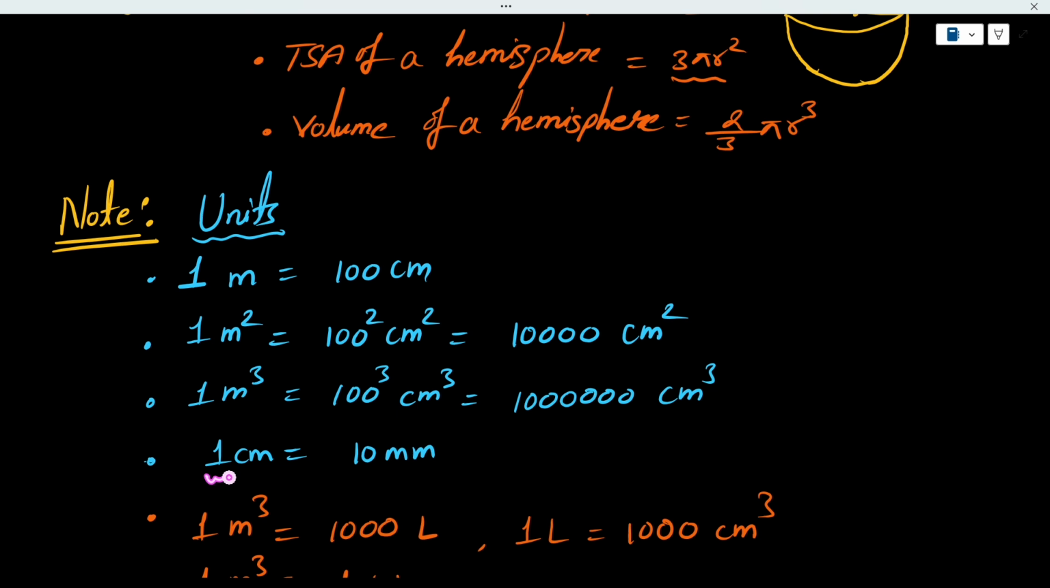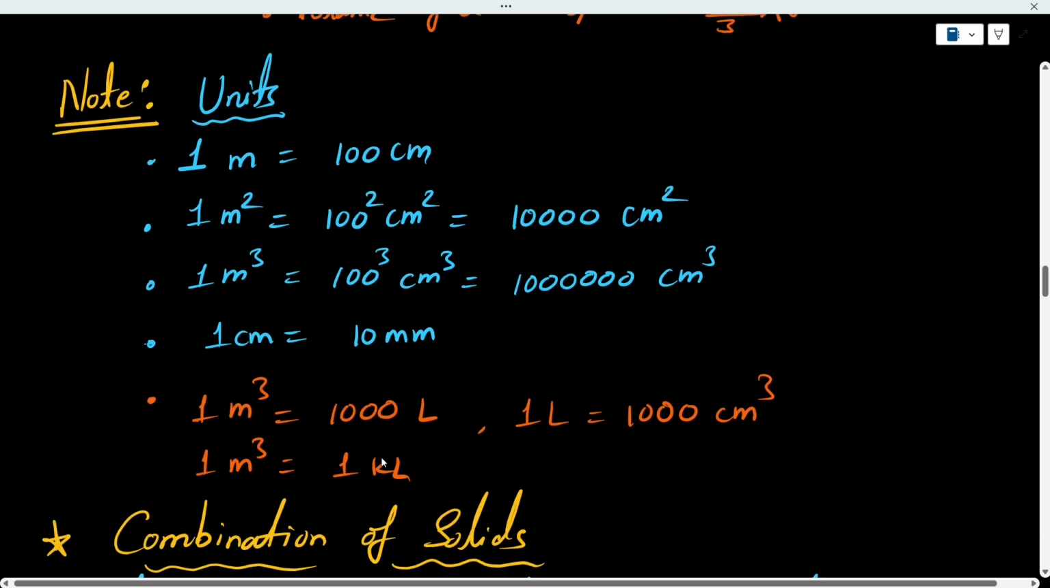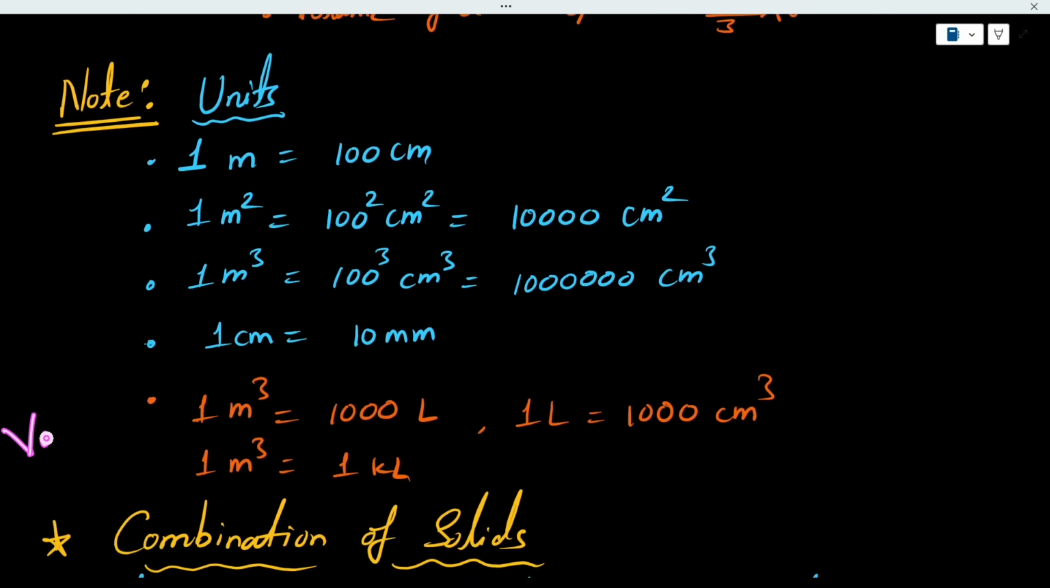Other than that, you should always remember 1 centimeter is 10 millimeter, then 1 square centimeter is going to be 100 millimeter square, and then 1 cubic centimeter will be 10 cube, which is 1000 cubic millimeter, right? So this is the way to do the conversion. Other than that, in volume, you should remember 1 cubic meter is always 1000 liter, and 1 liter is 1000 cubic centimeter. Because 1000 liter is 1 kiloliter, 1 cubic meter is also 1 kiloliter.